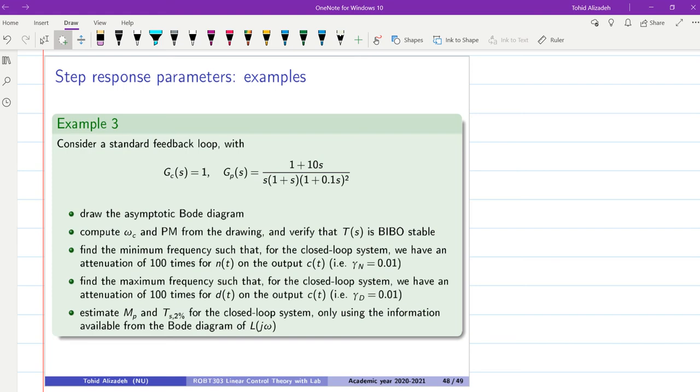Hello everyone, in this video we are going to go through details of an example of analyzing a system in the frequency domain. Here we have a standard feedback loop with the controller being equal to 1, so GC is equal to 1, and GP is equal to 1 plus 10s over the denominator. Basically there are 1, 2, 3, 4 poles and 1 zero. The zero is located at minus 0.1 and the poles are located at 0, minus 1, minus 10 and minus 10.